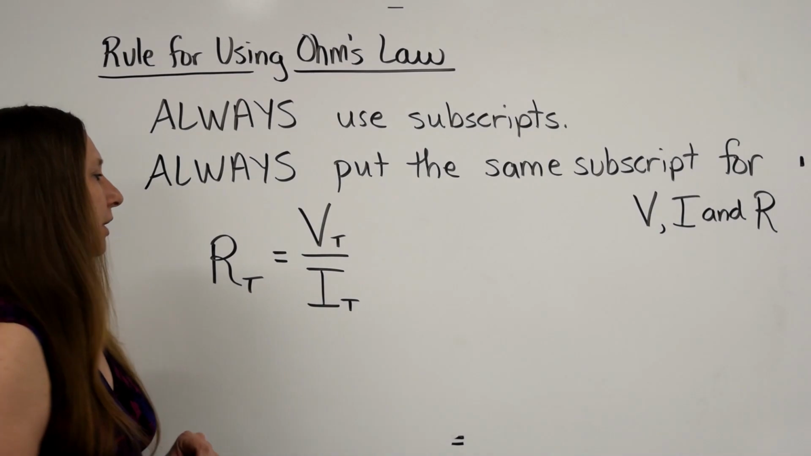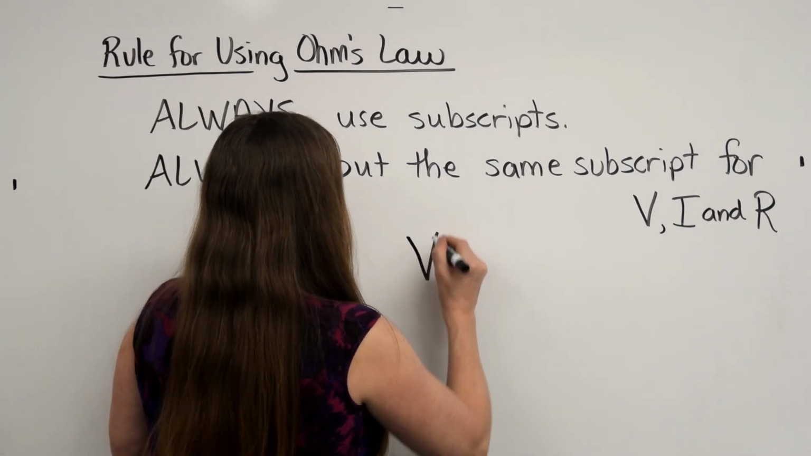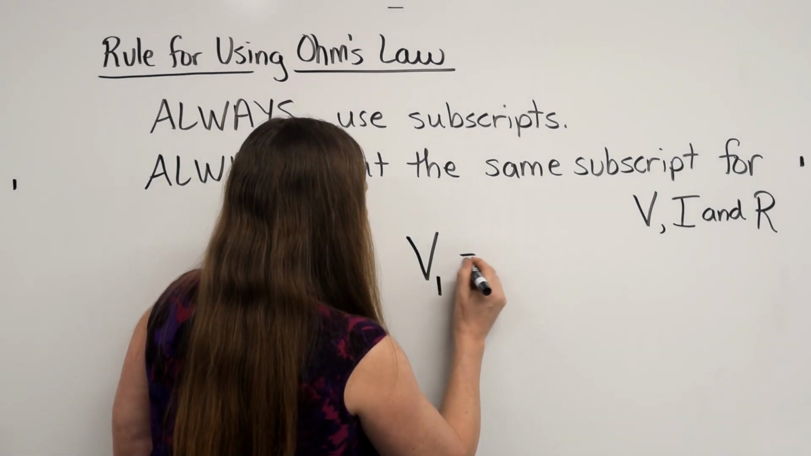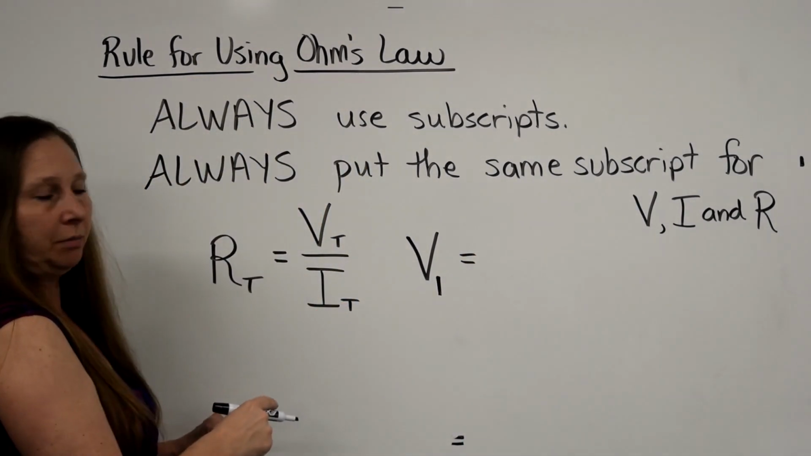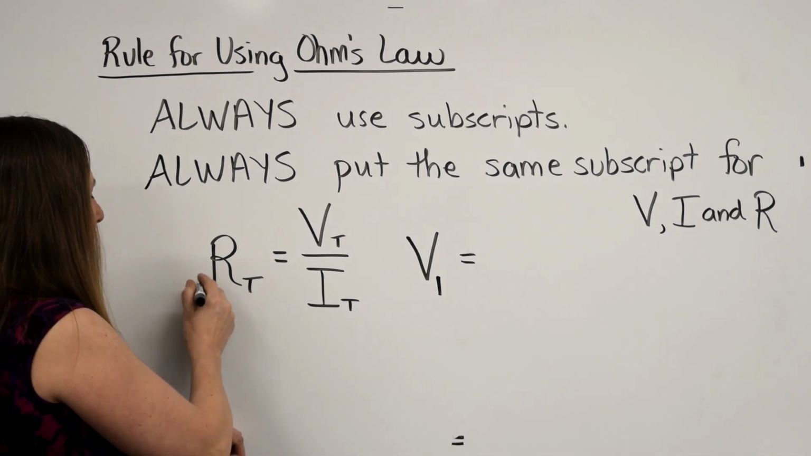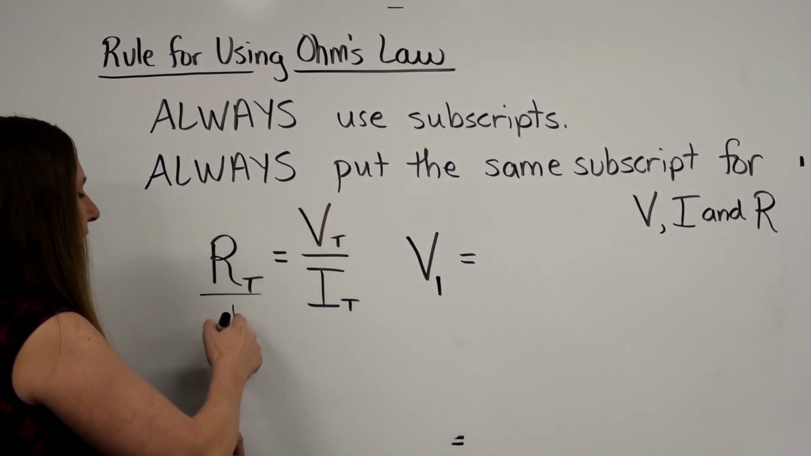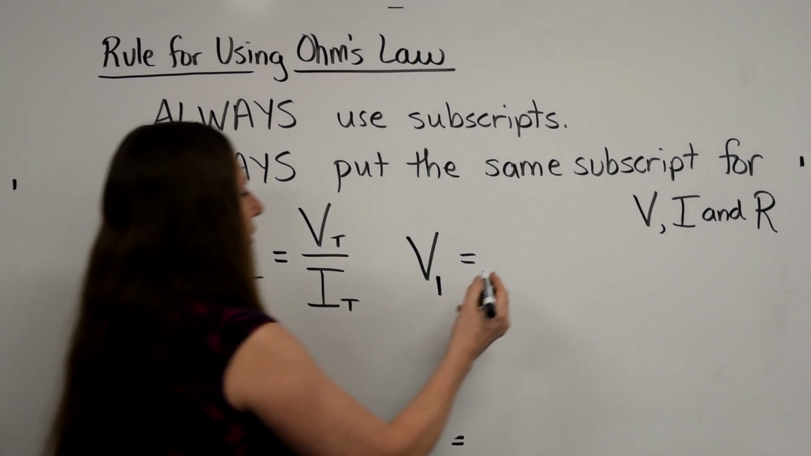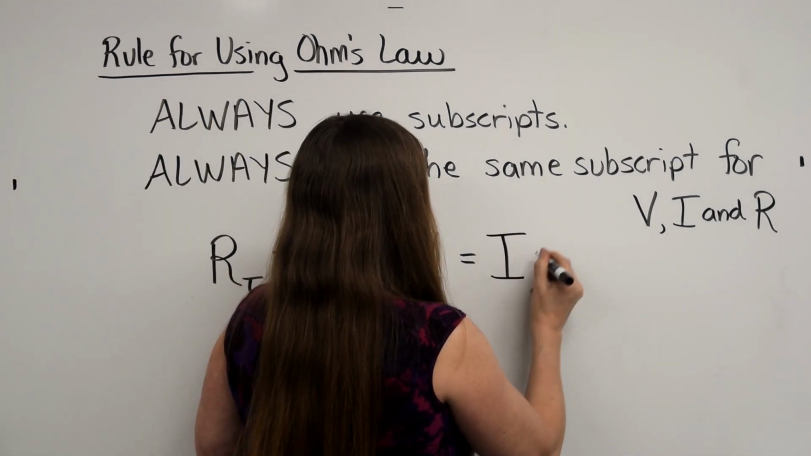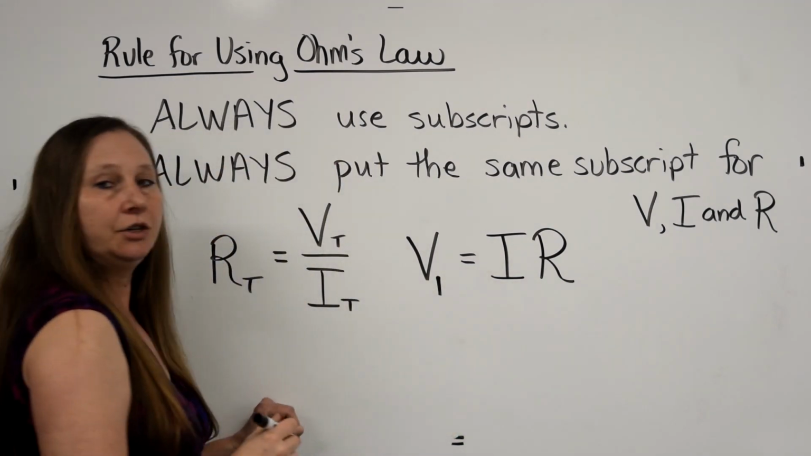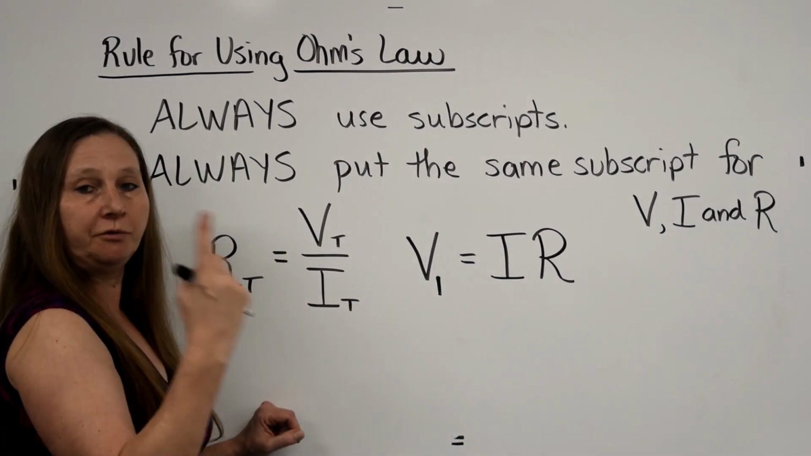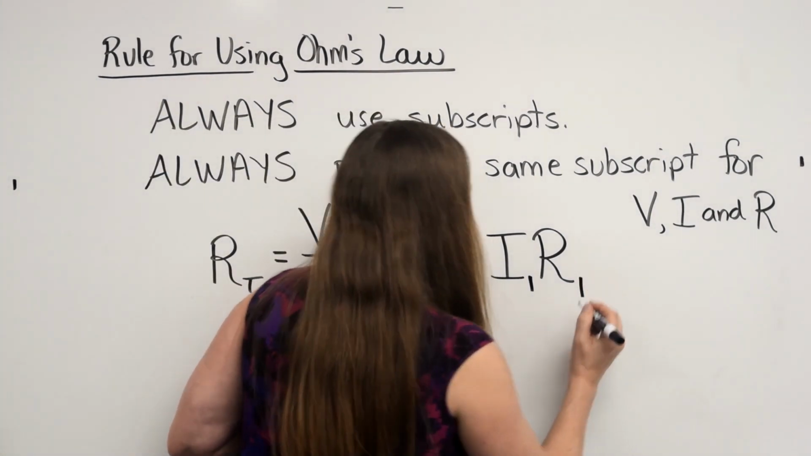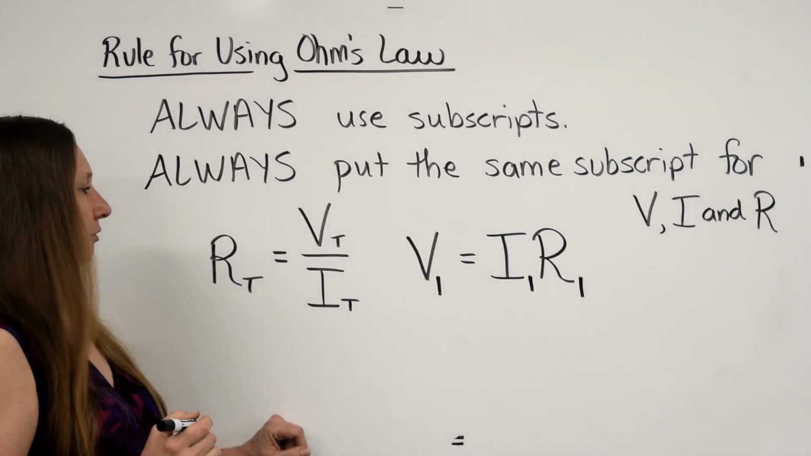Okay, what if you wanted to find the voltage for resistor number 1? That would be V1. Now V, if you cross multiply, V times 1 equals R times I. So V is going to be I times R. But since you're trying to find the voltage for the first resistor, you want the current through the first resistor times the resistance of the first resistor.